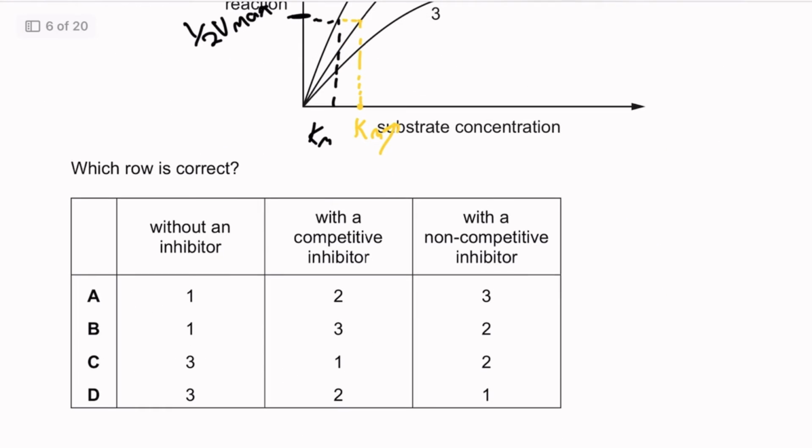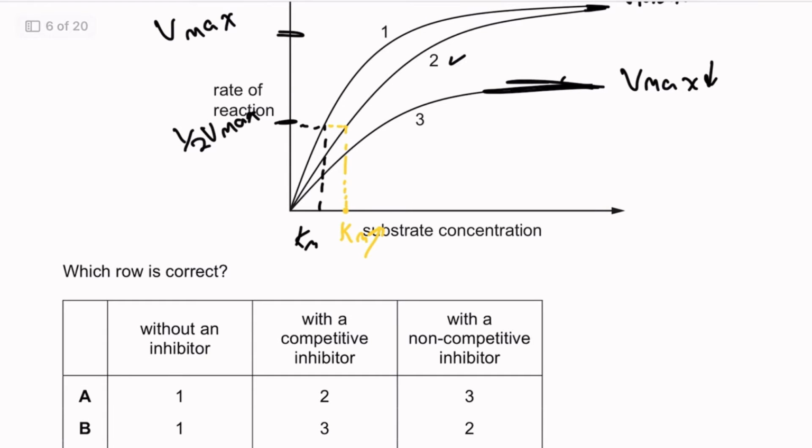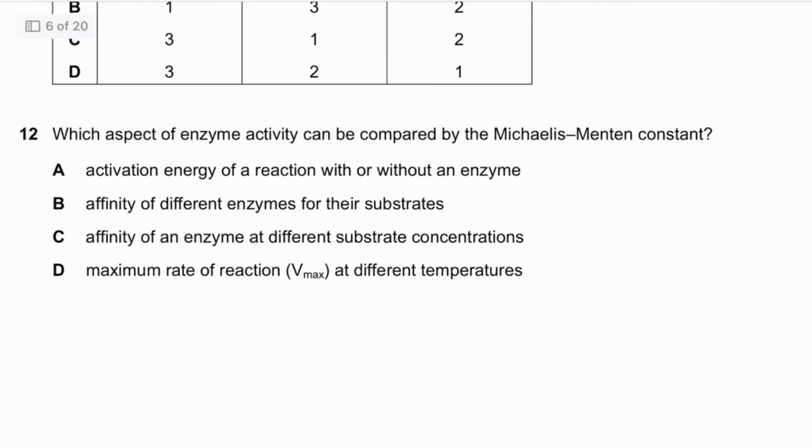Okay, which row is correct? Without an inhibitor is definitely 1, with a competitive inhibitor is 2, with non-competitive inhibitor is 3. Which aspect of enzyme activity can be compared by Michaelis-Menten constant? Okay, so as we mentioned, Michaelis-Menten constant is the Km value, which we mentioned was the substrate concentration at which we reach half the maximum rate of reaction.